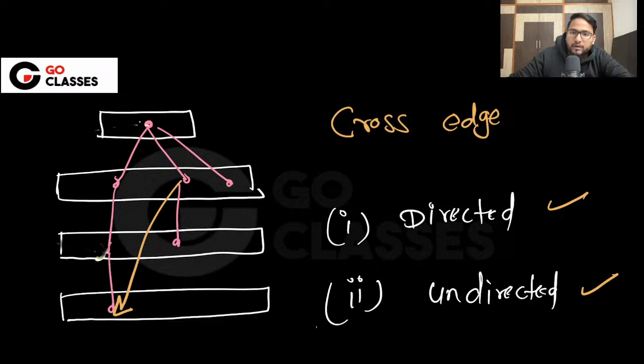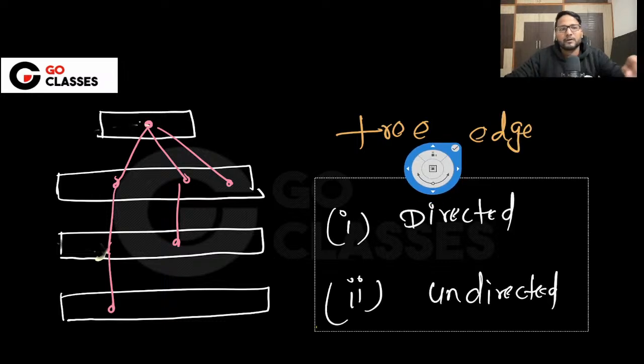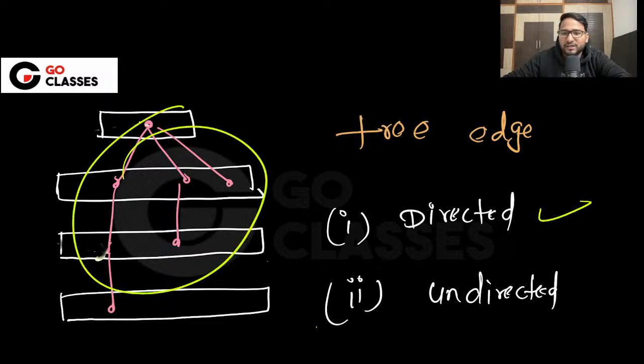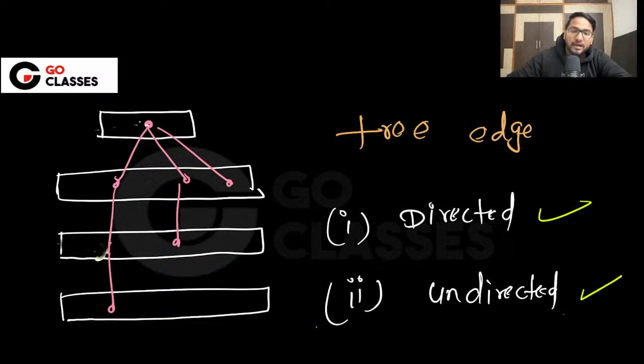Okay, great. What about my last question, which is basically saying the tree edges? Tree edge. Obviously, tree edge is definitely there, right? These all are the tree edges. So yes and yes, right? Tree edge is definitely there. So I hope you understood what I'm trying to say here, right? So these are the answers.